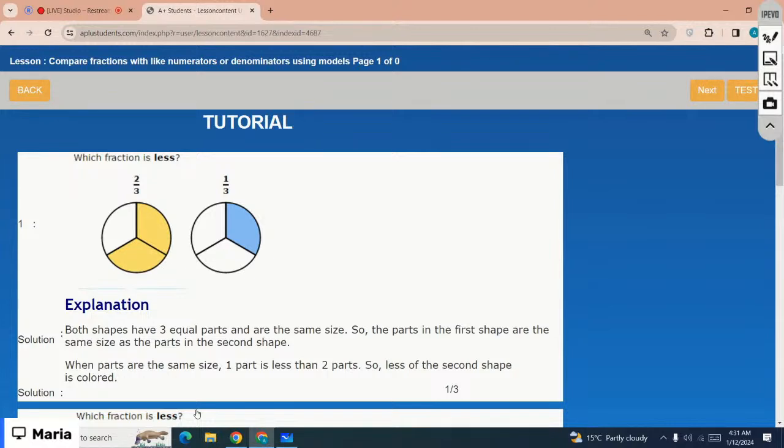Okay, which fraction is less? So you're given two fractions, 2 over 3 and 1 over 3, right? The less one is the one that has less portion colored. The other way is, the denominator is the same, 3 and 3, so you can compare the numerators. When the denominator is the same, 1 is less than 2, so the smaller one is 1 by 3. Got it?